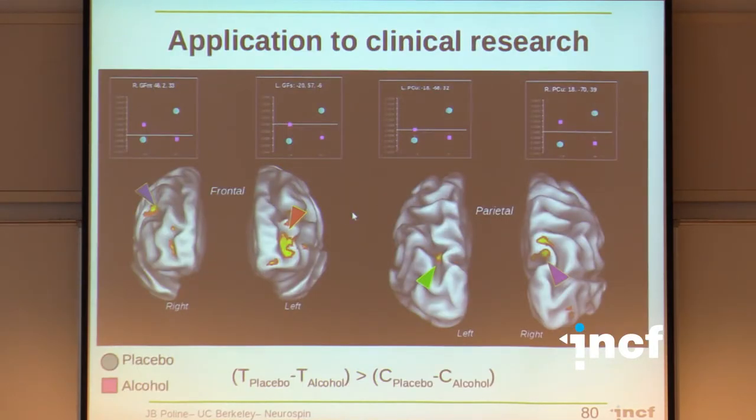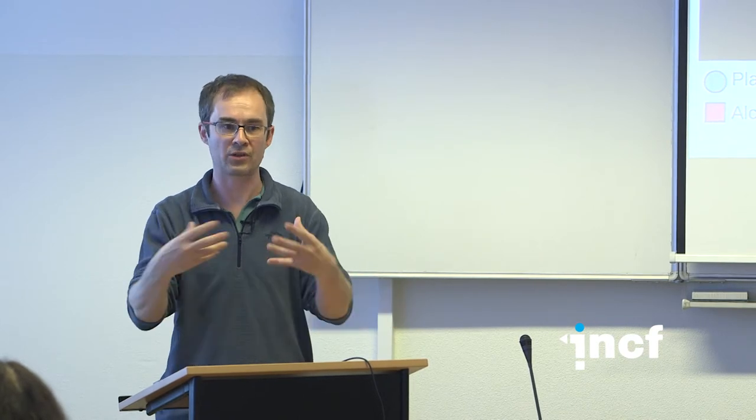This is again used often in clinical applications. This is an example where you have a population of patients and a population of controls, and you've got two conditions for each population: let's say a placebo condition and a drug condition. The pharmas are very interested to know whether the drug may have a differential effect on the control population versus the patient population, and they sometimes do fMRI studies to see that.